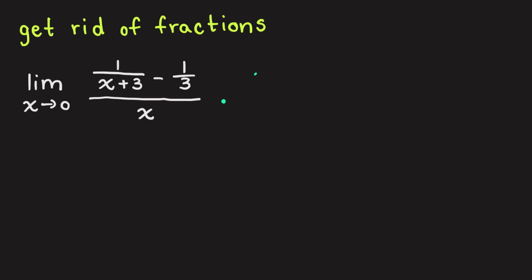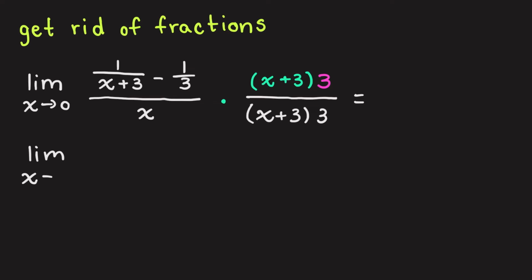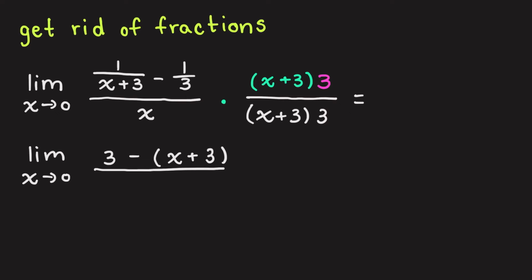So now we can multiply by x plus 3 to get rid of the fraction that has x plus 3 in the denominator, and then we can also multiply by 3 to get rid of the 1/3. And anything we do to the numerator, we must do to the denominator. So all of this ends up equaling the limit as x goes to 0. The function is 3 minus x plus 3, and the denominator is 3x times x plus 3.